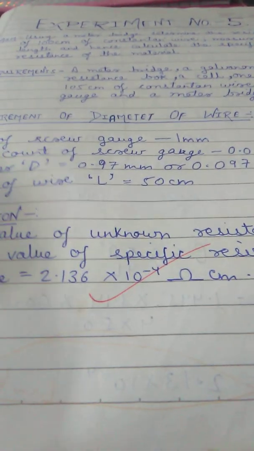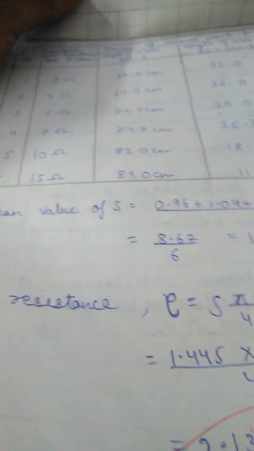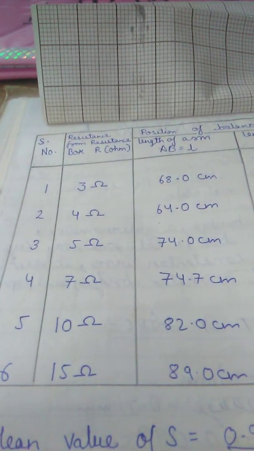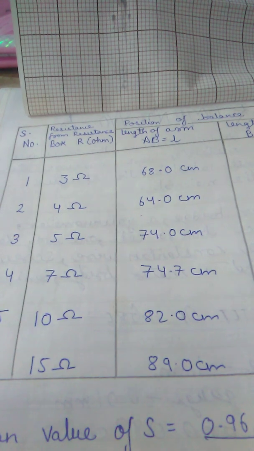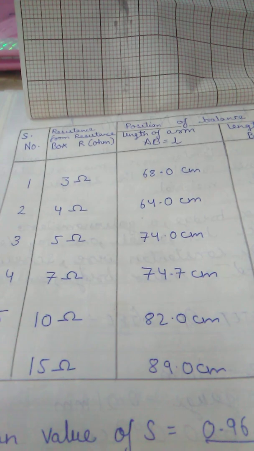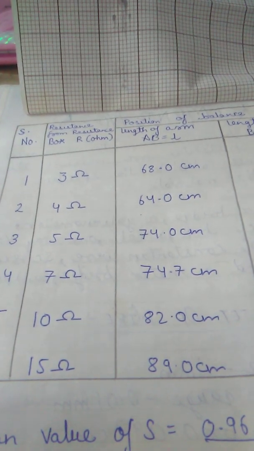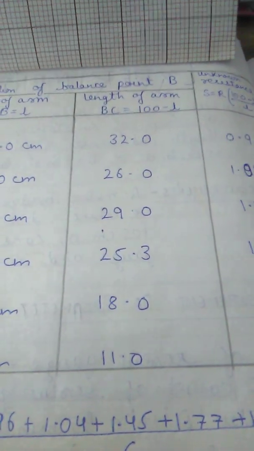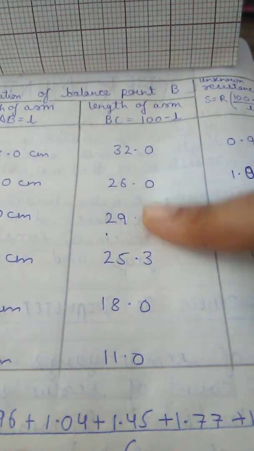After noting down all these things, let us check our calculation. Here we have the observation table. We are finding L at 3 ohms, and the value at 3 ohm is 68. Then at 4 ohms, the value is 64. Then at 5 ohms, it is 74. Then 7 ohm, 10 ohms and 15 ohms, we have found it out. Then we are calculating the value of BC, and we get different values of BC here.